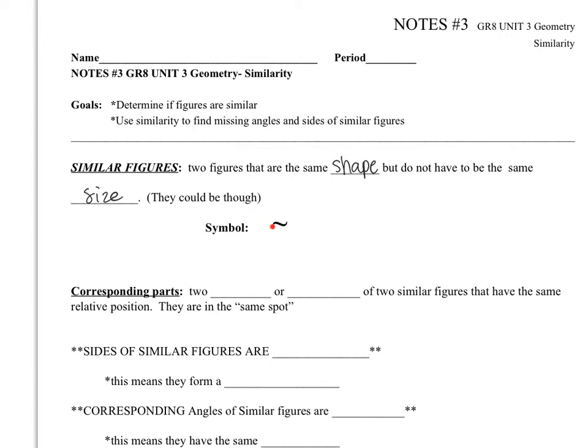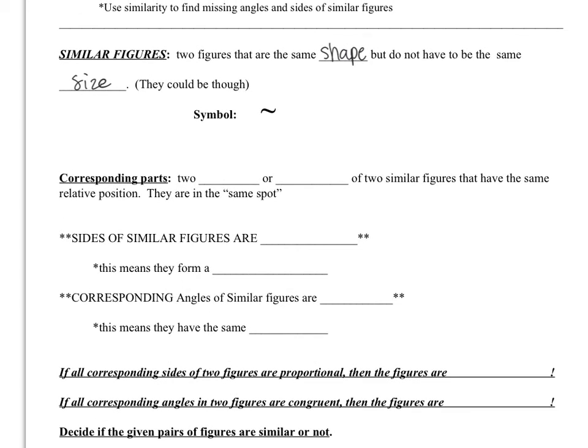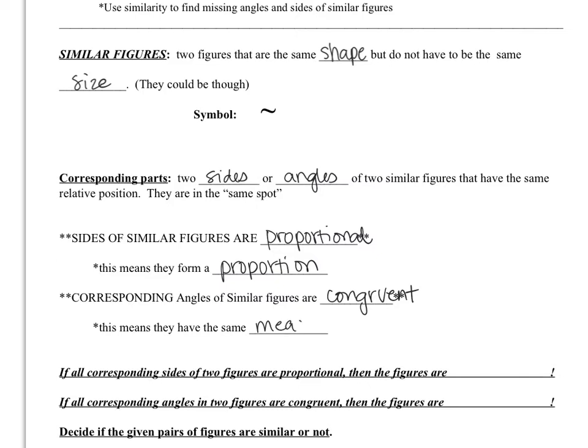The symbol for similarity is this kind of squiggly line. Corresponding parts are two sides or angles of two similar figures that have the same relative position. So they're going to be sides or angles that are in the same spot. Sides of similar figures are proportional, which means they're going to form a proportion, and that's what we're going to use to help us find missing sides. And corresponding angles of similar figures are congruent, which means they have the same measure.